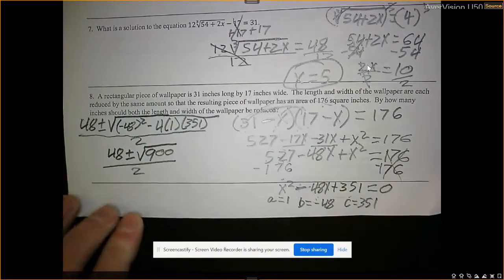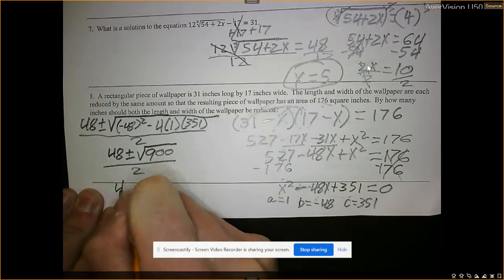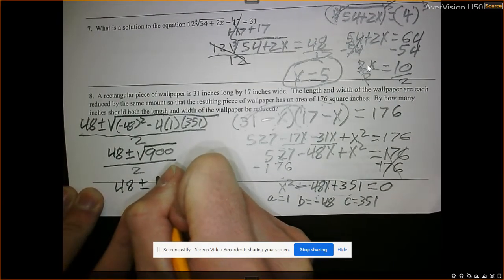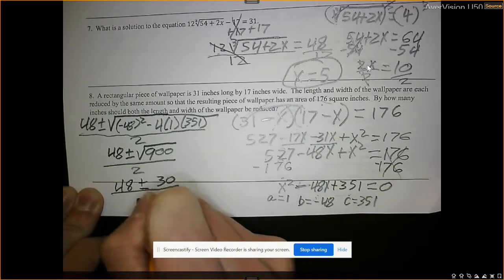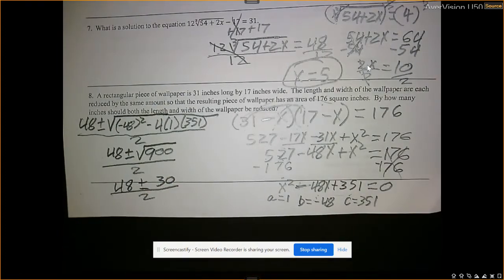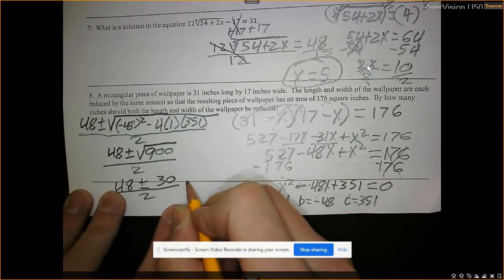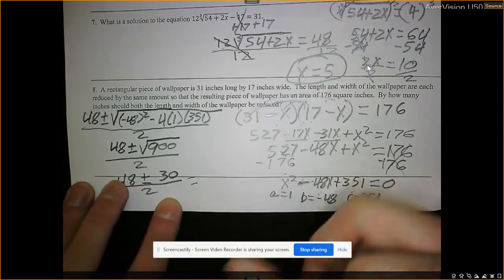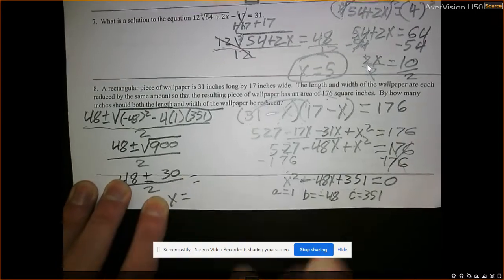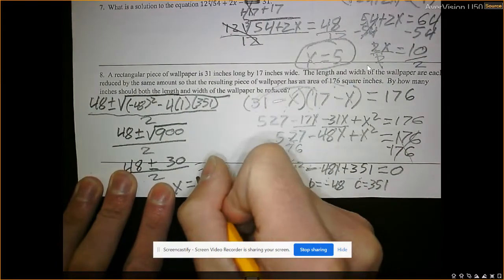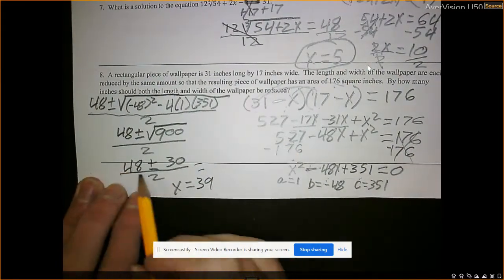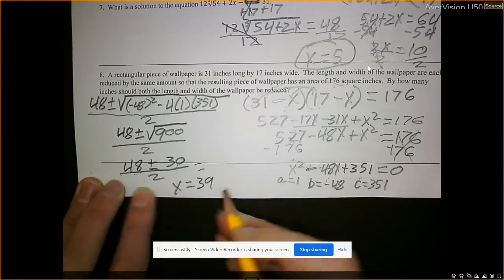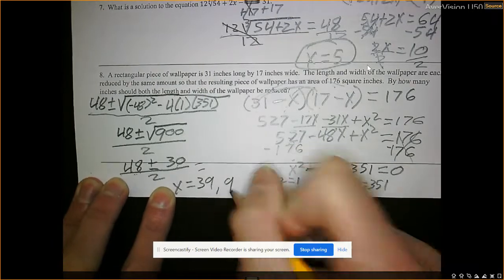So really, what we have is 48 plus or minus the square root of 900 all over 2. I put the square root of 900 in my calculator. That is 30. So I get 48 plus or minus 30 over 2. Then from there, 48 plus 30, that's 78. 78 divided by 2, actually, I'm just going to go to x equals. 78 divided by 2 is 39. And then I do 48 minus 30. Well, that's 18. 18 divided by 2 is 9.